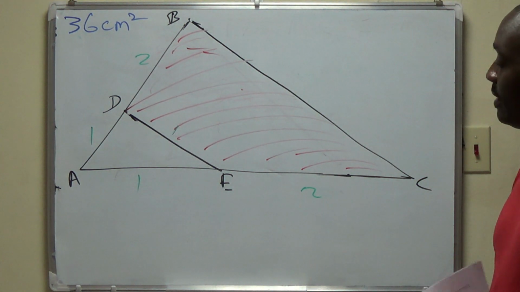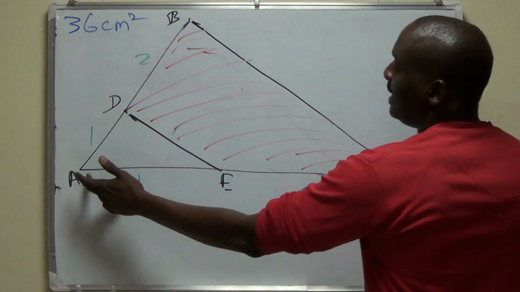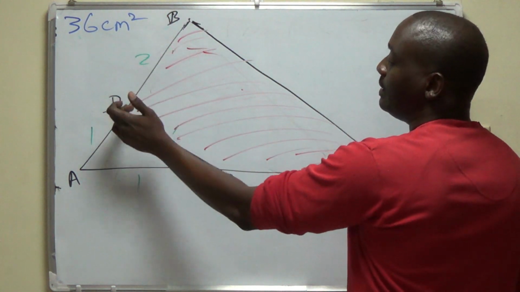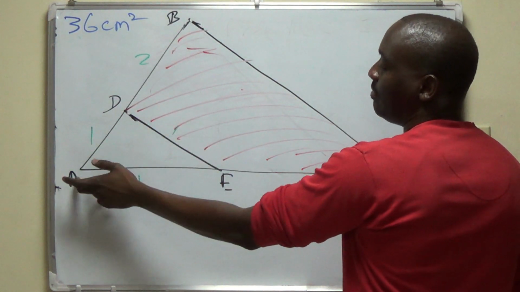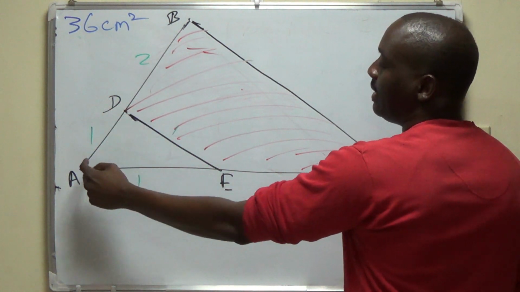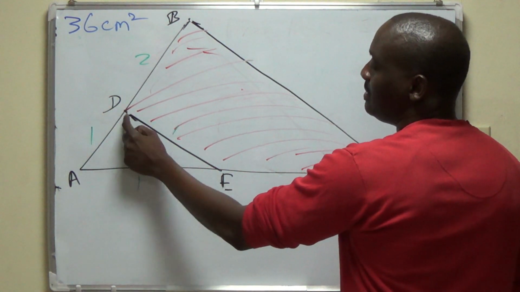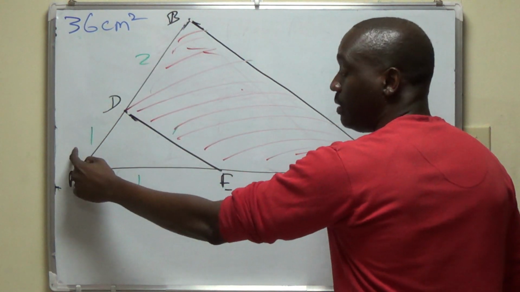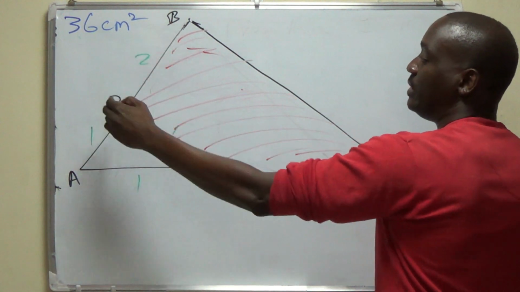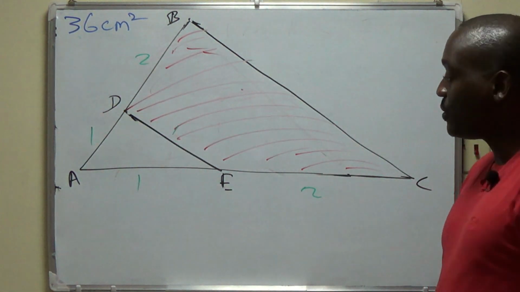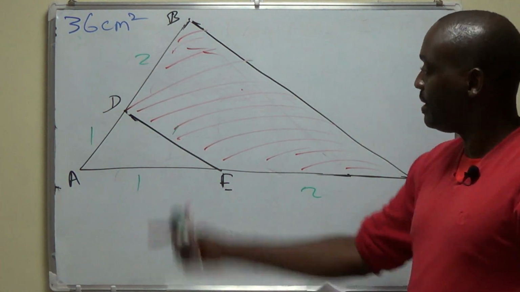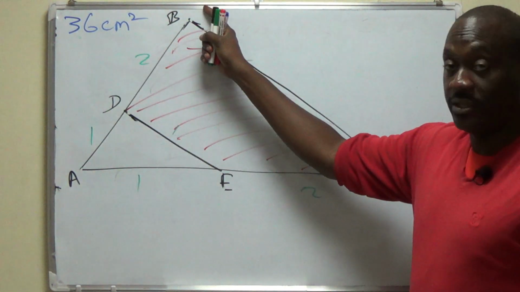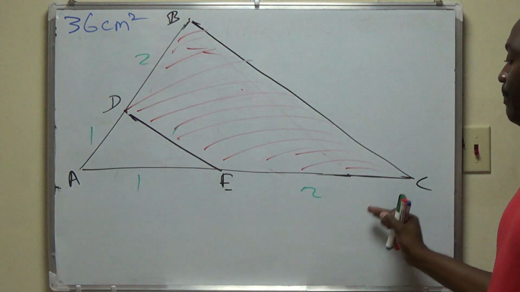So what we have here is that if AD to DB is 1 to 2, meaning that DB is twice the length of AD, it means then that the ratio of AD to AB would be 1 over 1 plus 2, which is 3. So in other words, the ratio of the corresponding sides based on this side here would be 1 to 3. Same story across here.